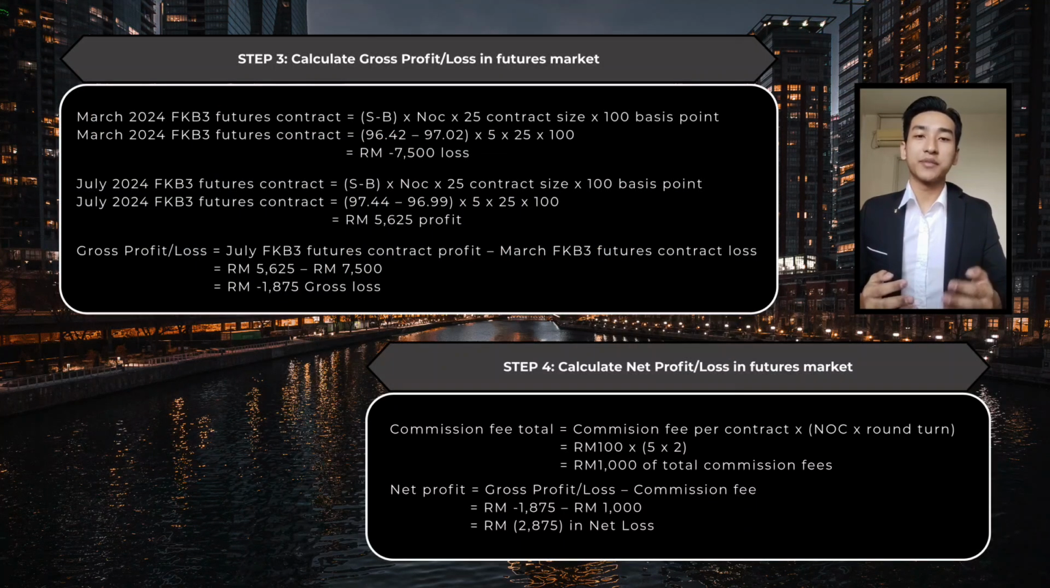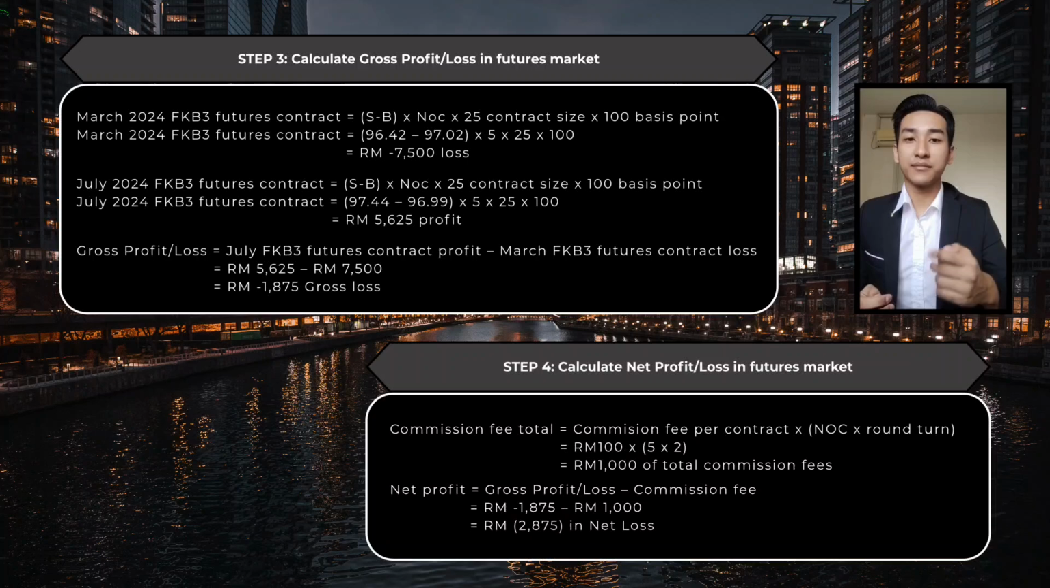Alright, up next is step 3: calculate the gross profit or loss in the futures market. For the March 2024 FKBG, we have to take sell minus buy, times number of contracts, times 25 contract size, and times 100 basis points. So for March, we have 96.42 minus 97.02, times 5, that is the contracts, and then 25, the contract size, and then times 100, the basis points. So we have a loss of 7,500 ringgit Malaysia.